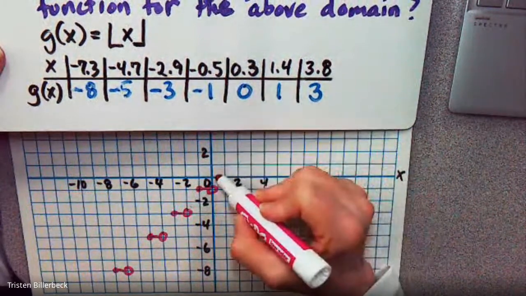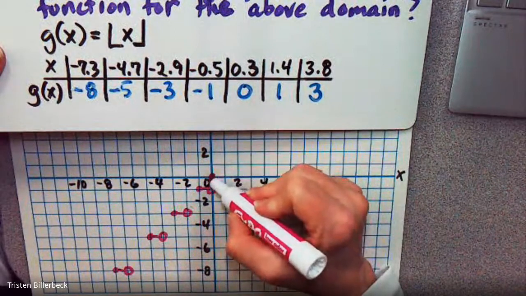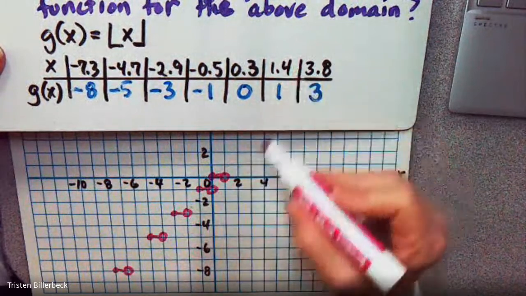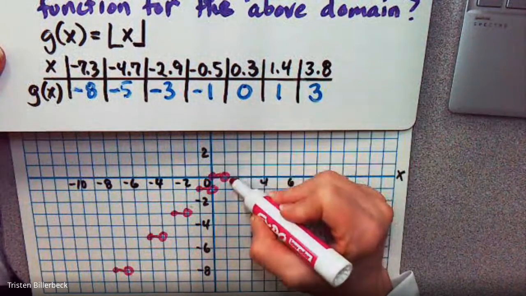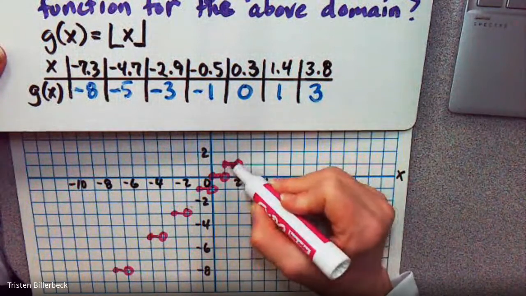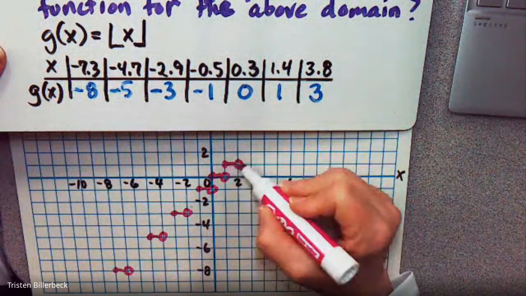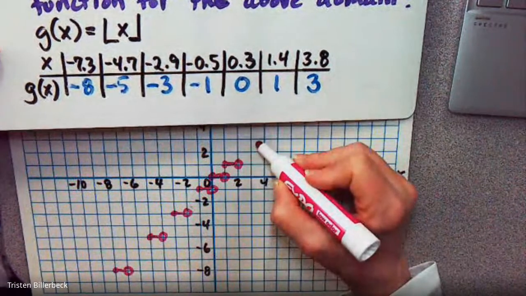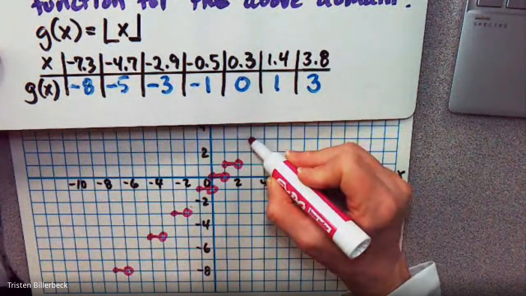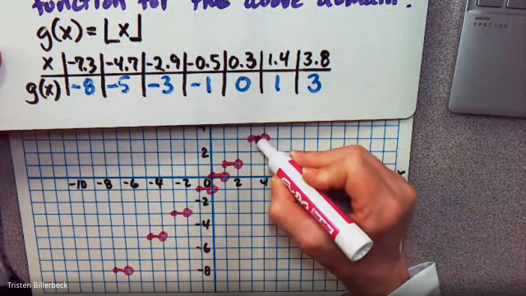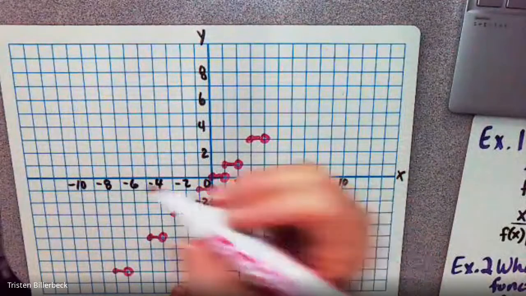So negative 0.5 is negative 1. So that includes negative 1, but it doesn't include 0. And then the 0.3 does include 0, but it does not include 1. And then the 1.4 does include 1, but it does not include 2. So remember, the range is always constant, so that's why we're making these lines. And then at 3.8, we round that to 3, so that's back here. And then all the x's in between are right there. Okay, so that's our floor function.